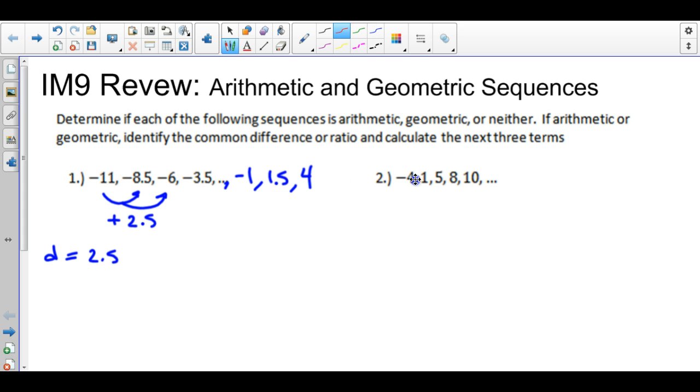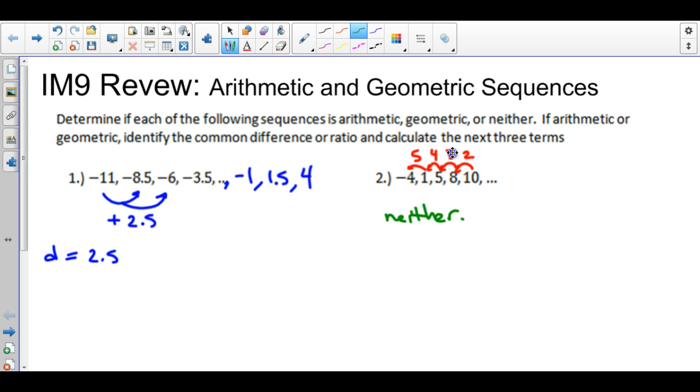For this next one, let's try doing the same thing with taking the second number minus the first. It looks like these are increasing as well. So if I do 1 minus negative 4, I get 5. If I do 5 minus 1, I get 4. 8 minus 5 is 3, and 10 minus 8 is 2. So there is a pattern here. It is not arithmetic, even though it looks like there's some kind of pattern with these numbers right now, they are decreasing by 1, but this is not a constant common difference. So you would need all these things to be 5 or all of them to be 4 in order for them to be arithmetic. So even though there is a pattern, this is going to be a neither.